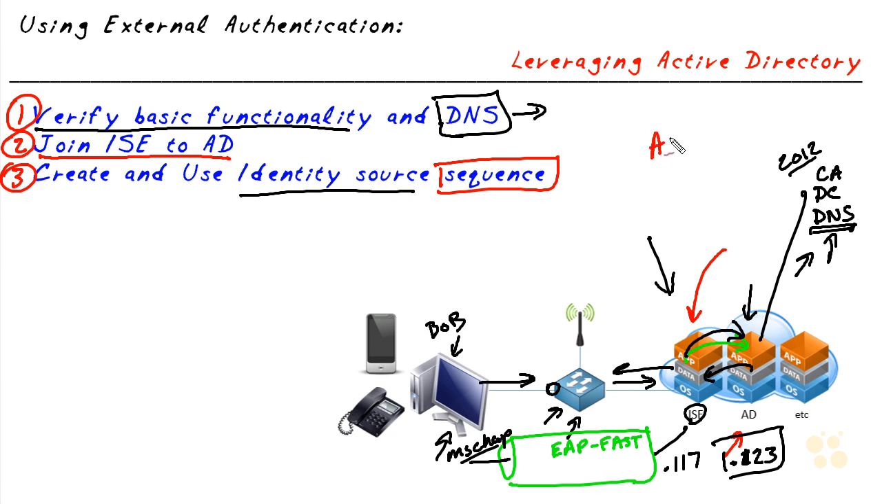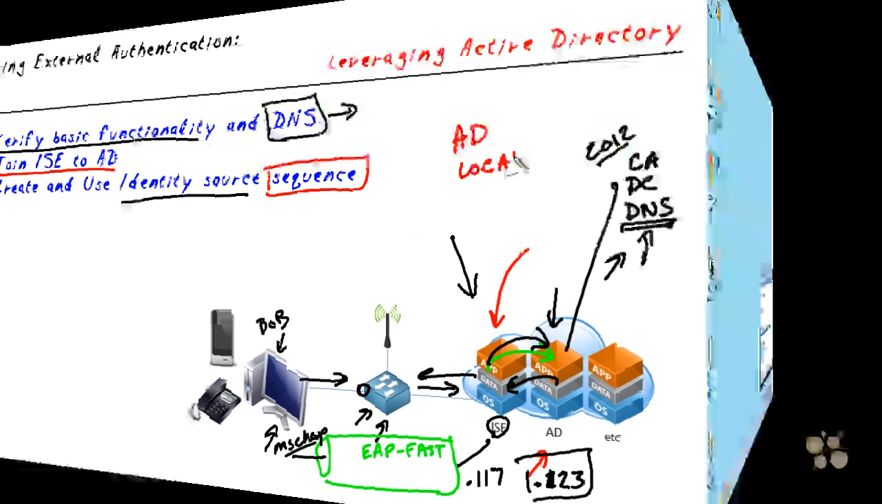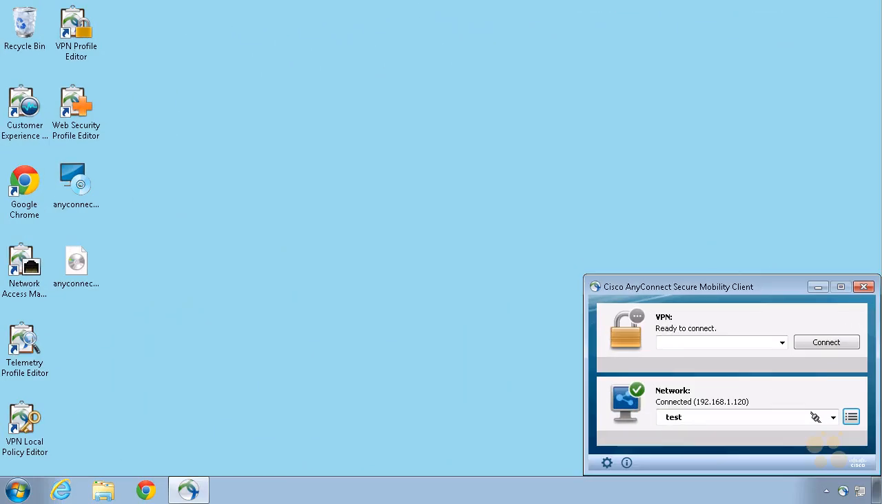We can say, check Active Directory first. If you don't find the user there, then go ahead and use the local identity store. So let's verify a few things on the workstation first, Bob's computer.